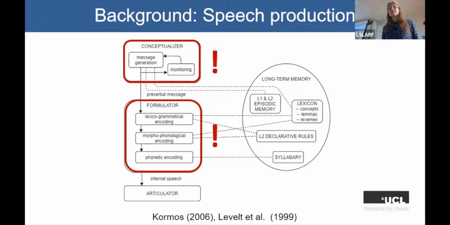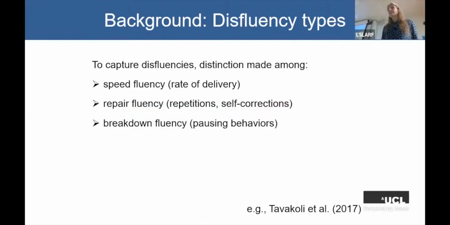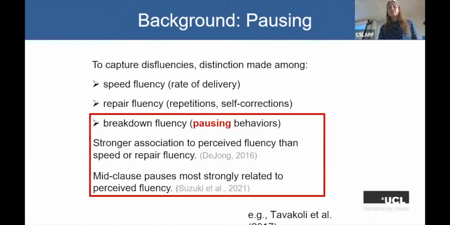But sometimes conceptualization and formulation processes are difficult, especially when it comes to second language speech, and these might result in disfluencies. When it comes to disfluencies in second language or first language speech production, we can make a distinction among three types of fluency. Speed fluency, which has to do with the rate of delivery. Repair fluency, which has to do with repetitions and self-corrections in one's speech. And breakdown fluency, which captures pausing behaviors.